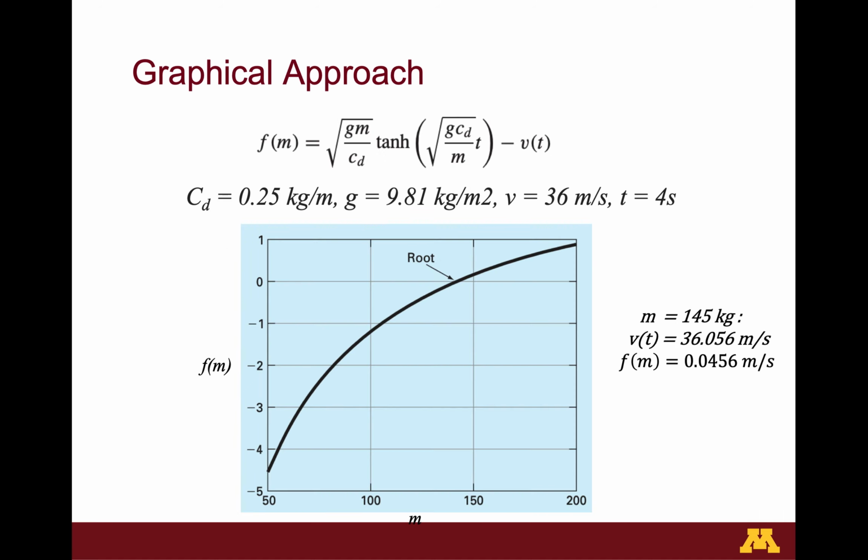Once we plot the function, we can easily target the root for the bungee jumper's problem. The function crosses the m-axis between 140 and 150 kg. Visual inspection of the plot provides a rough estimate of the root of 145 kg.